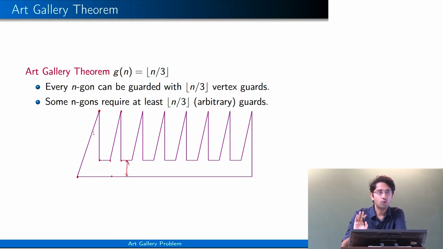So, we have established the fact that there exist certain polygons for which I need n by 3, but is this bound tight? That is the moot question: can we say that you give me any simple polygon of size n, I am always able to guard it with n by 3 guards. So, why specifically n by 3? Because I know that from this example I need at least n by 3 for certain polygons. So, I cannot do better than n by 3.